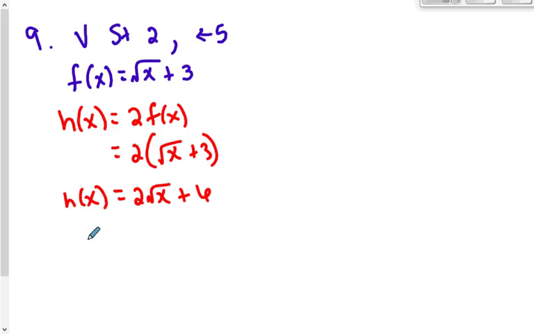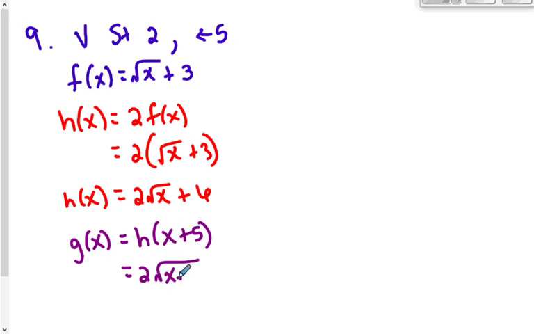Now, do your g of x, which is your left 5. Is that inside or outside? Inside. Plus or minus? Plus. h of x plus 5. So I have 2 square root of x plus 5 plus 6. What letter is that? No. It's B. Okay. Because the 2's on the outside, not the inside.